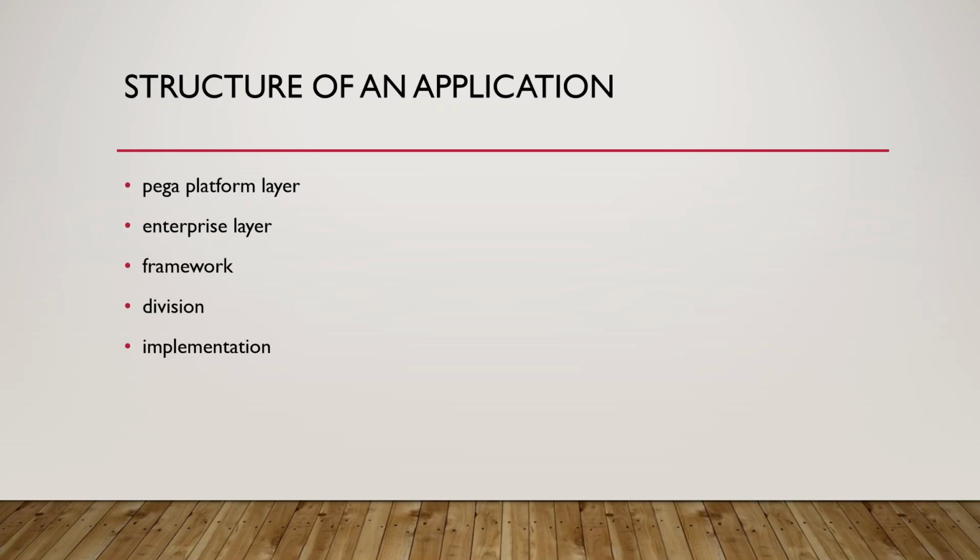Okay, so let me rephrase it again. Let's consider Amazon as an application. How can we understand the structure of an application? It's very simple. The first thing: the Amazon application is built on Java. If we assume that it's built on Java, then the Pega platform layer, which we are rephrasing here, will take the place of Java. The Java platform layer is what Amazon is built on.